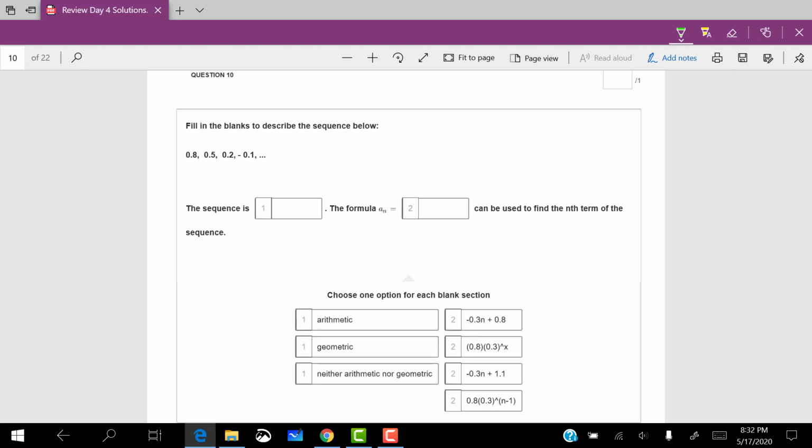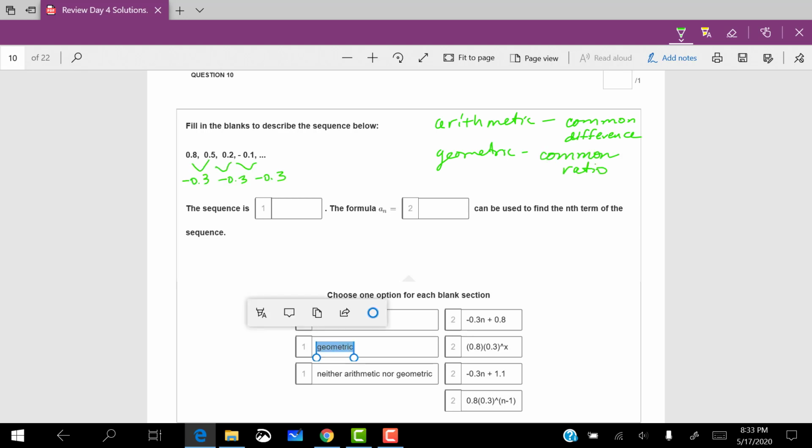Looking at some sequences here. So remember, arithmetic sequences have a common difference. Geometric sequences have a common ratio. In this case, I'm subtracting the same thing every time. So that's a common difference. So this is arithmetic. All right, and then the formula. So an arithmetic sequence works just like a linear function, because it really is a linear function.